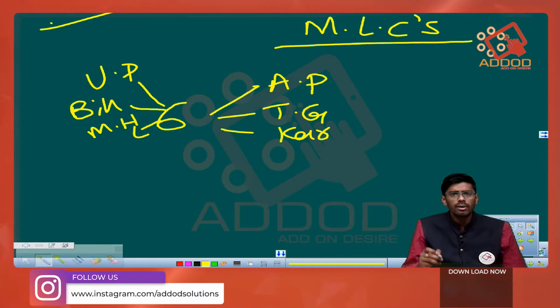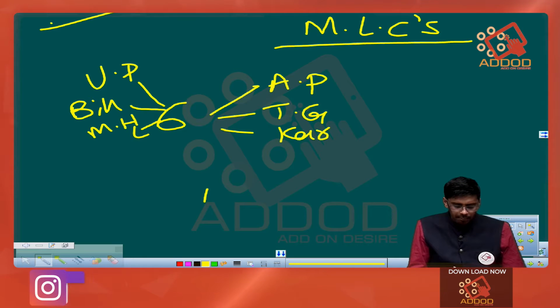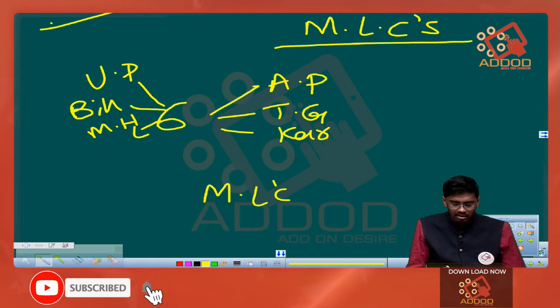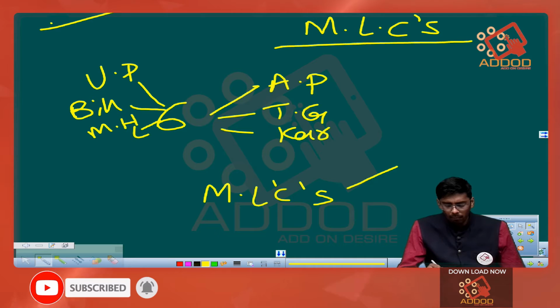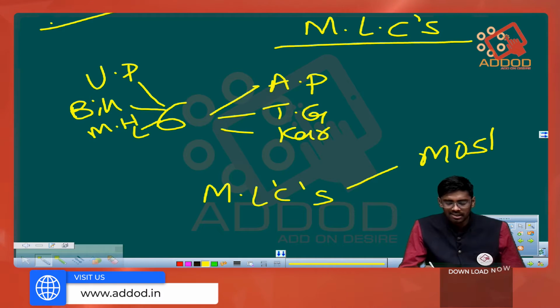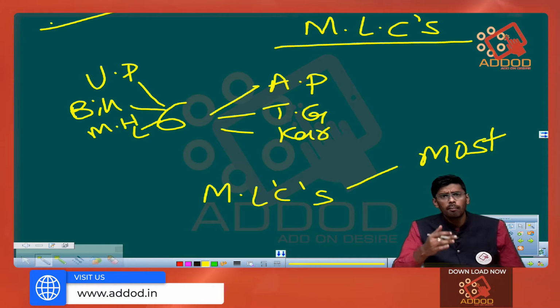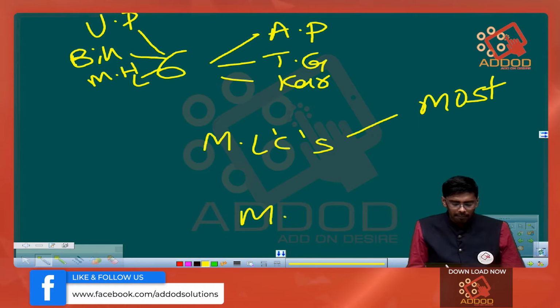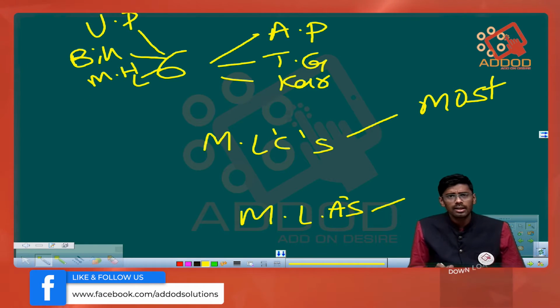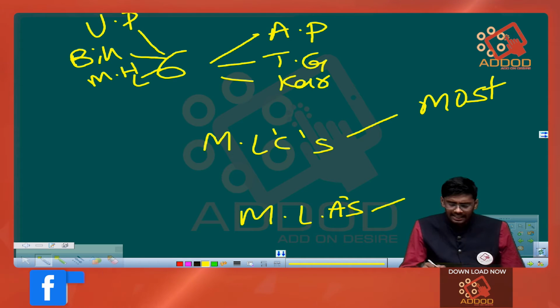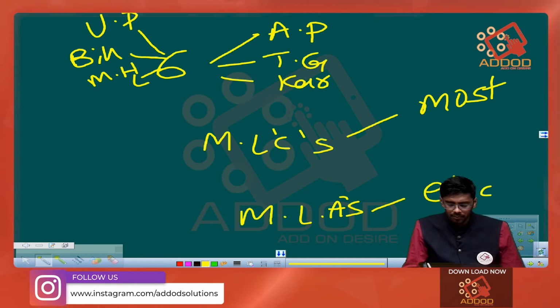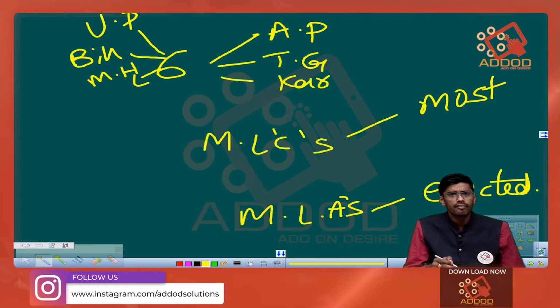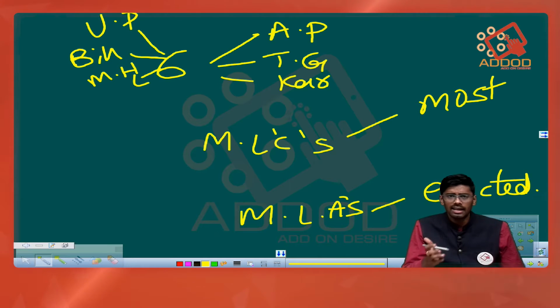And you have to remember that most of the MLCs are elected. I am saying the term most of the MLCs are elected, whereas some of the MLCs are nominated. But in the case of MLAs, that is members of legislative assemblies, they are entirely elected by the people. So this is the difference between the MLAs and the MLCs.